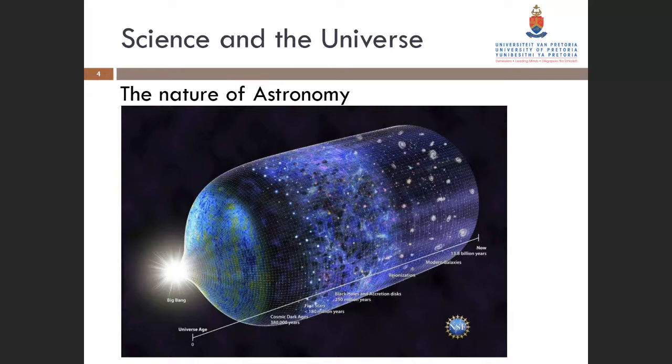Then, after 180 million years, we get the first stars. After 250 million years, black holes and accretion disks. Then we get reionization, modern galaxies, and then 13.8 billion years later, where we are today.